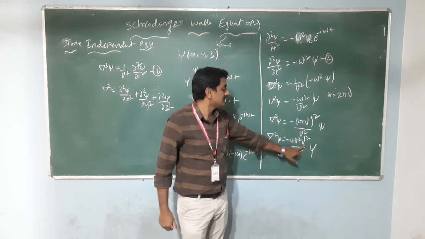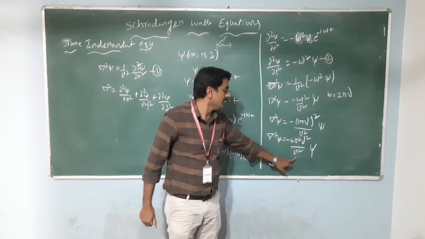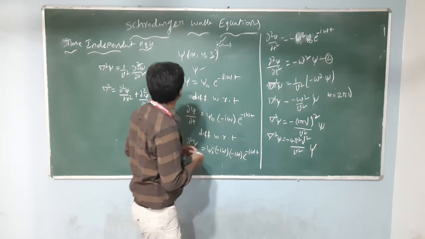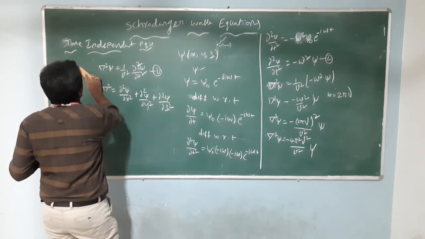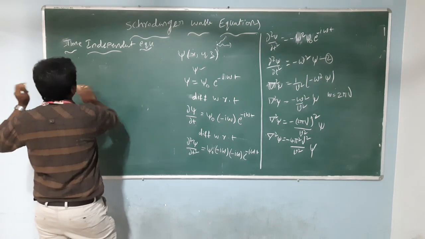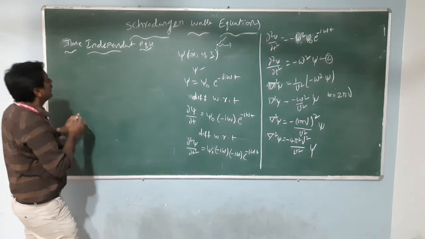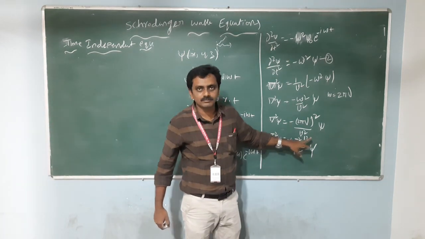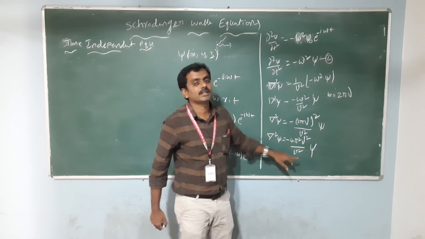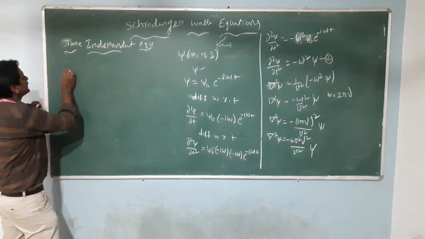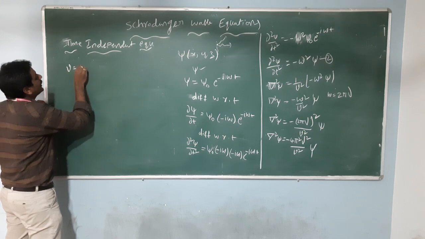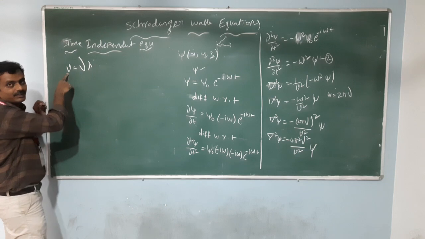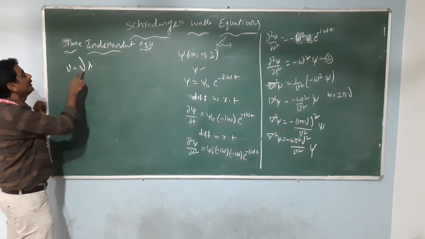But this is in terms of frequency, and here we have velocity. There is a relation between velocity and frequency, so we can correlate them and write it in one term. V is equal to nu into lambda, where V is the velocity of the particle here.